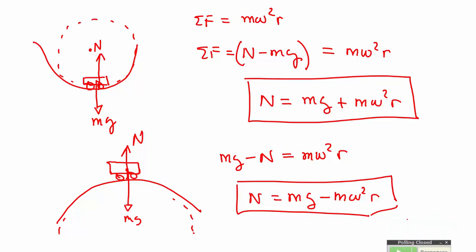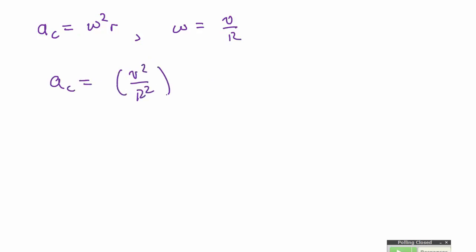Do you understand that? All right, now the next thing which is really important is this. We have shown that the centripetal acceleration is given by omega square r. Remember that omega is equal to v divided by r. So if we put that in, a_c will be given by v squared divided by r squared multiplied by r, and this will give us v squared over r. So another expression for the centripetal acceleration is v squared over what? r.